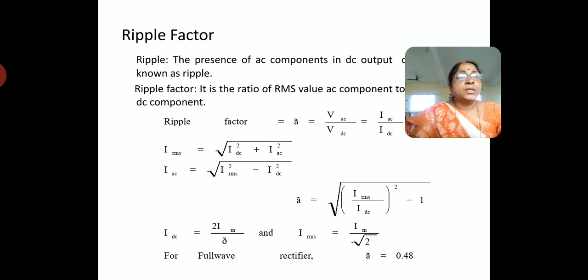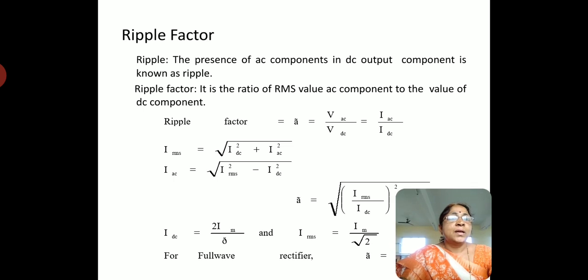If we substitute the value of IRMS, which is equal to Im by root 2, and IDC, the DC value of current, which is equal to 2 Im by pi, then after substituting these values, Im gets cancelled, and for a full wave rectifier, the value of the ripple factor is equal to 0.48.